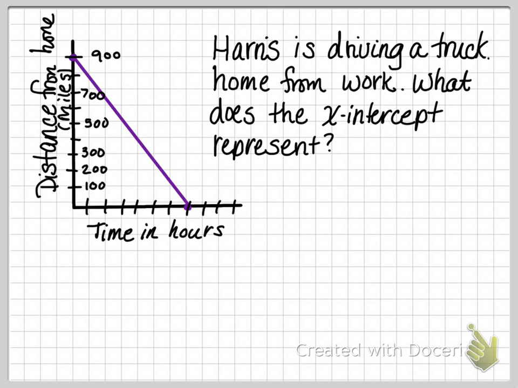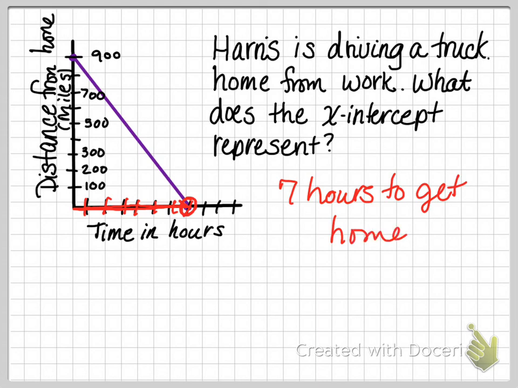All right, here we go. Harris is driving a truck from home. What does the x-intercept represent? I'm going to circle it. I'm going to give you a second to kind of look at it. There's the x-intercept. What does that represent? Think about it a second and then I'll tell you. All right, here it comes. X-intercept, this is the time it takes for Harris to get where? To get home. So it looks like 1, 2, 3, 4, 5, 6, 7. It takes him 7 hours to get home. So it's the time for him to get home, how long it takes him.